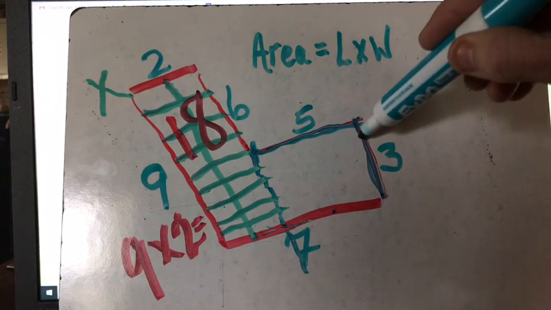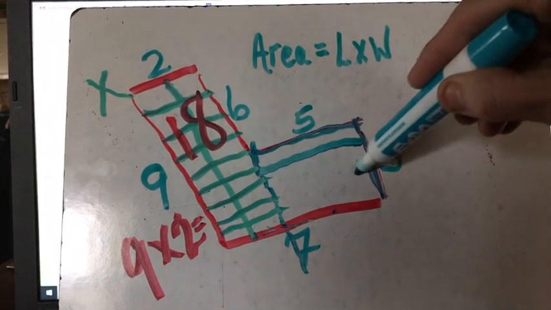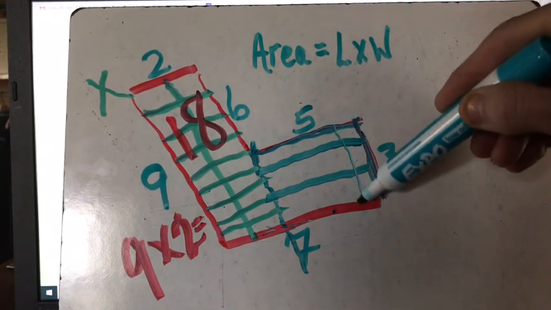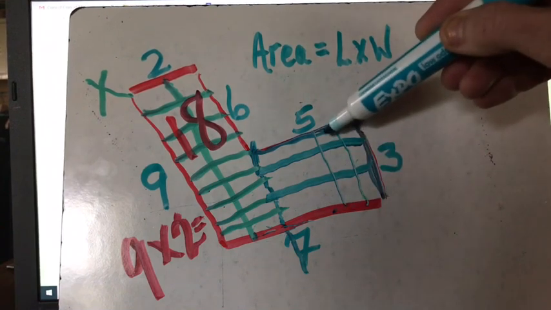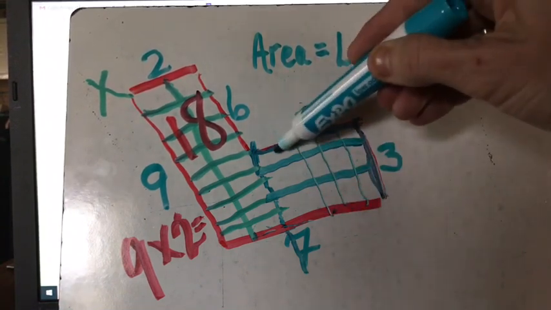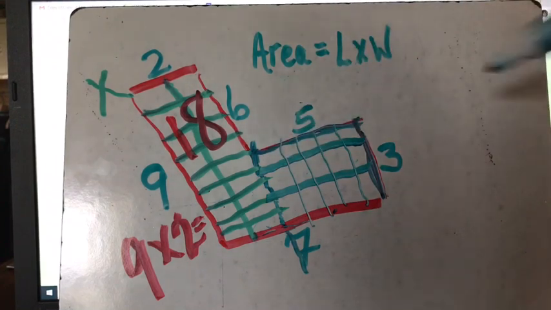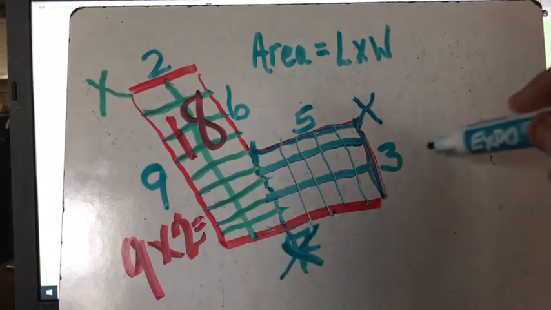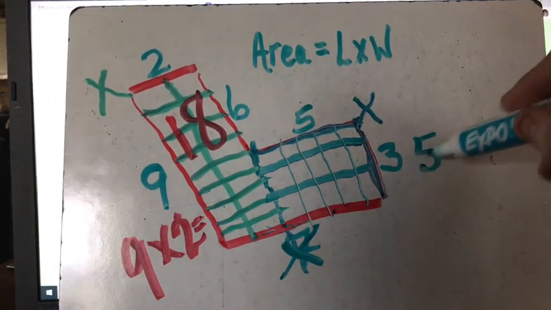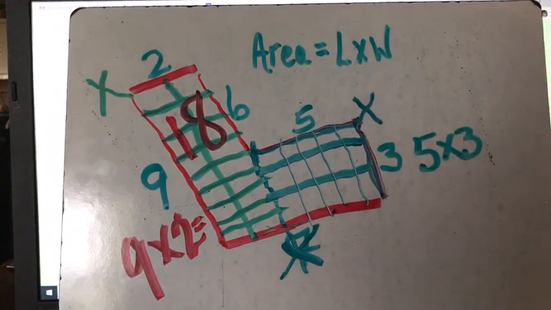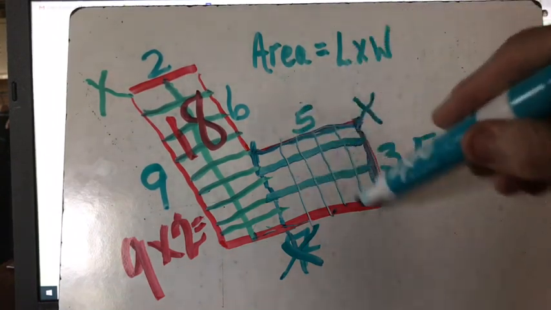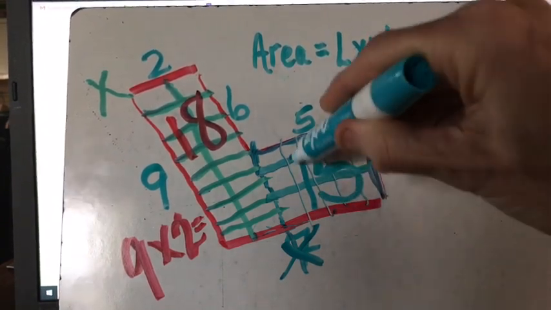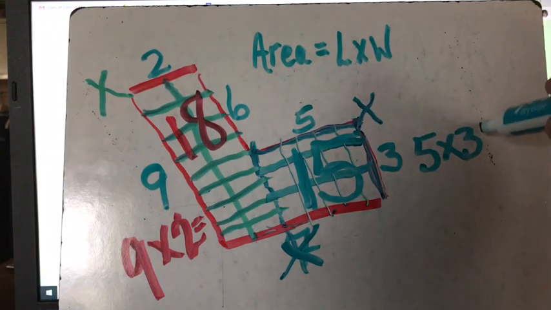So now I'm going to find the total area on the inside. If I have 3 spaces going down, 1, 2, 3 in our array, then I'm going to have 5 going across. 1, 2, 3, 4, 5. So now I have a 5 by 3 or a 3 by 5. So 5 times 3 or 3 times 5, 5, 10, 15. So this area is 15. 5 times 3 equals 15.